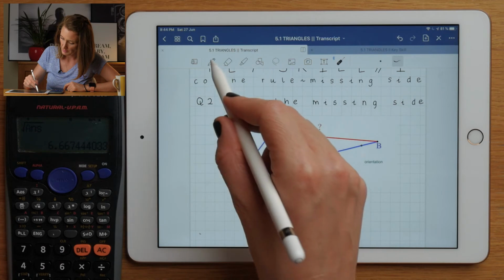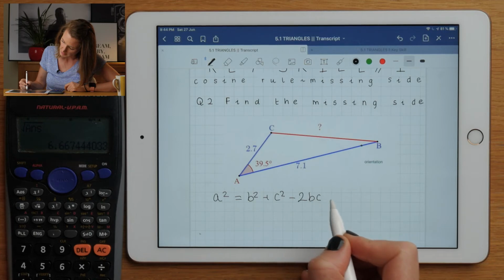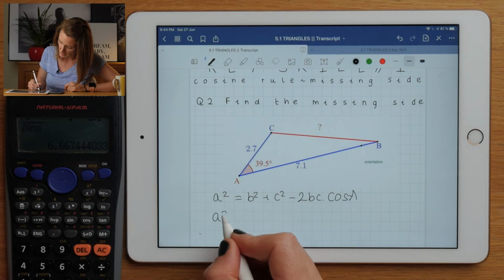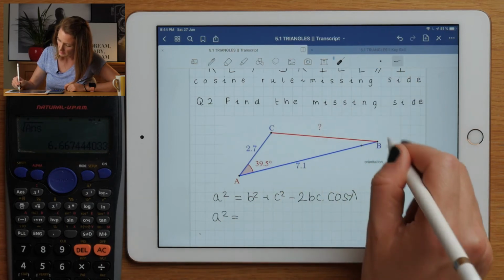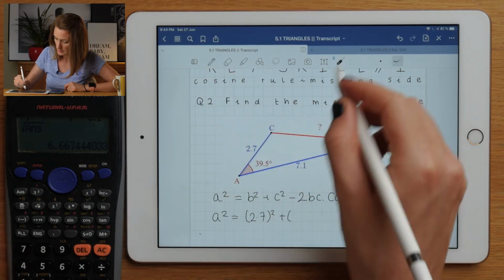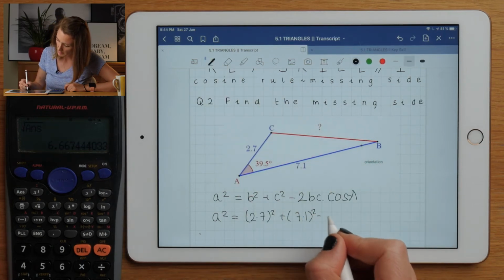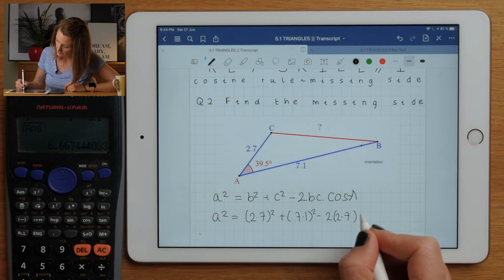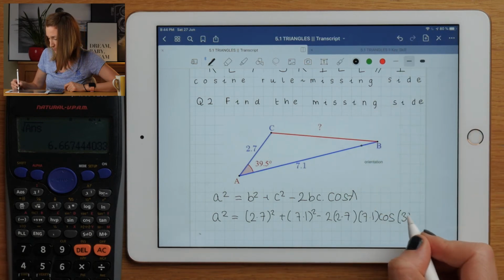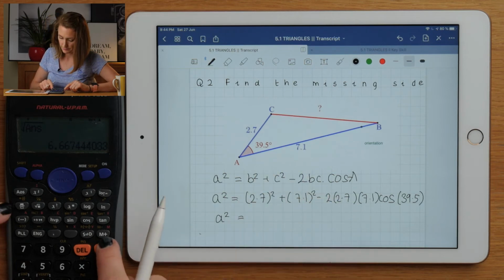So in our situation, we're going to start by writing down the formula a squared equals b squared plus c squared minus 2bc times cos A. A is the missing side, so we have a squared equals, B is going to be over here, 2.7. 2.7 squared plus, this would be side C, opposite angle C, 7.1 squared minus 2 times 2.7, 7.1 cos, and the angle is 39.5. Make sure your calculator for this example is in degrees.